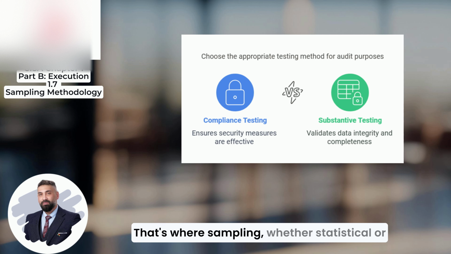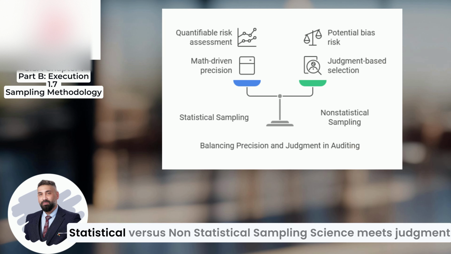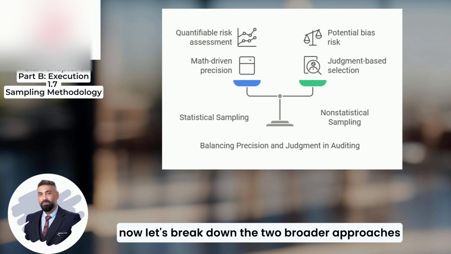That's where sampling, whether statistical or non-statistical, plays an essential role. Statistical versus non-statistical sampling: science meets judgment. Now let's break down the two broader approaches to sampling, statistical and non-statistical. The distinction between them lies in whether you rely on hard math or professional judgment.